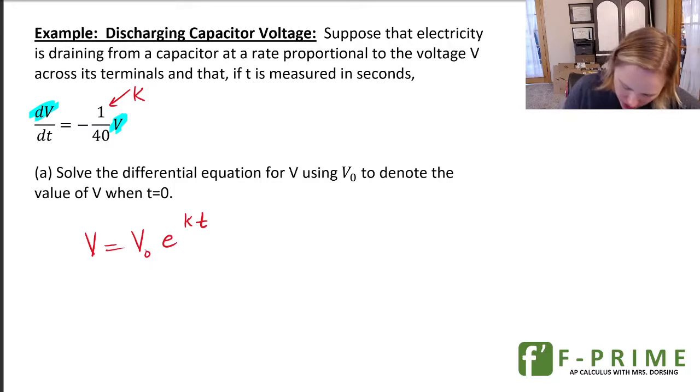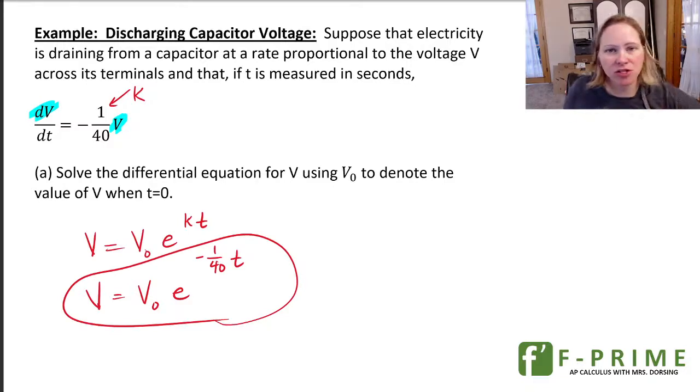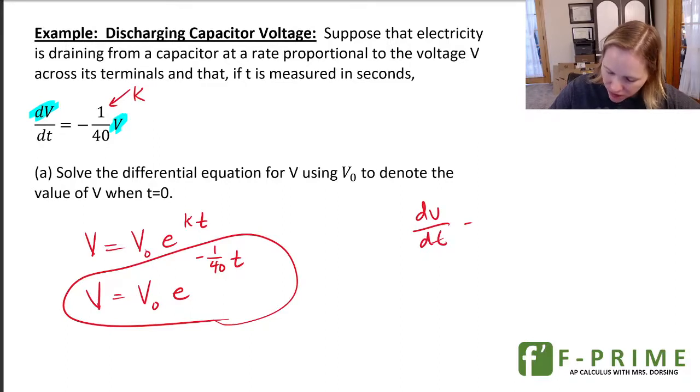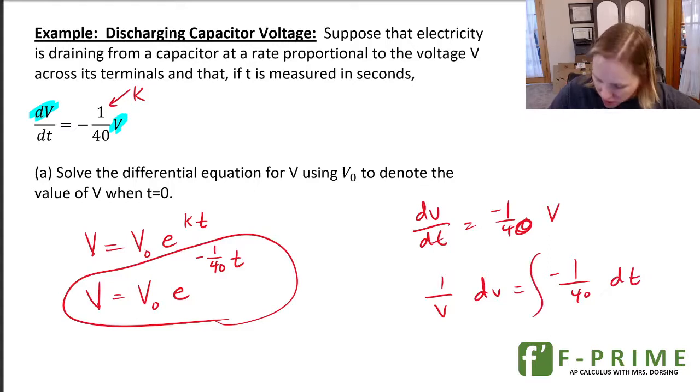So plugging everything in, solve the differential equation for v. Okay, we don't have any sort of initial condition, but I know that v equals v naught, and I'm just going to put negative 1 over 40 in for k. There's my equation. Boom. Now, if I used separation of variables, it would have taken a lot longer. I would have had dv dt equals negative 1 over 40 v. I would have gotten 1 over v dv equals negative 1 over 40 dt. I would have integrated, and I would have had the natural log of v. It would have taken a lot longer.